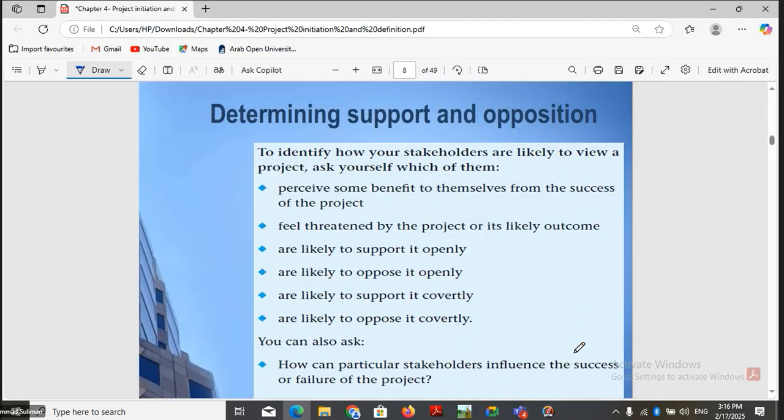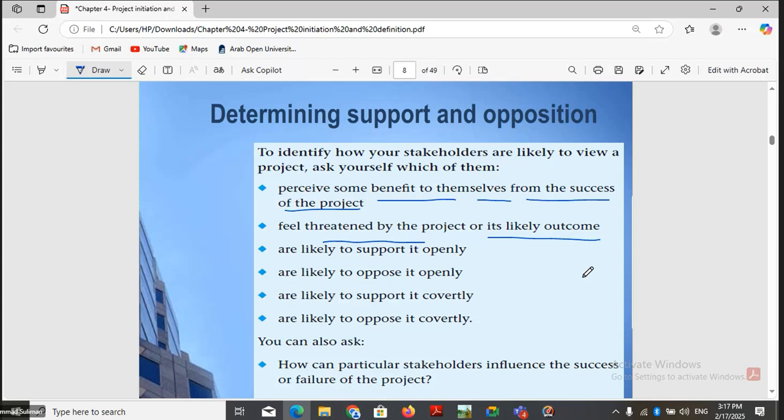So how can you determine the support and opposition? To identify your stakeholders, likely to view a project as a benefit, which of them pursue some benefits to themselves from the success of the project. The stakeholders must understand what benefits they get from the success of the project, or feel threatened by the project or its likely outcome.